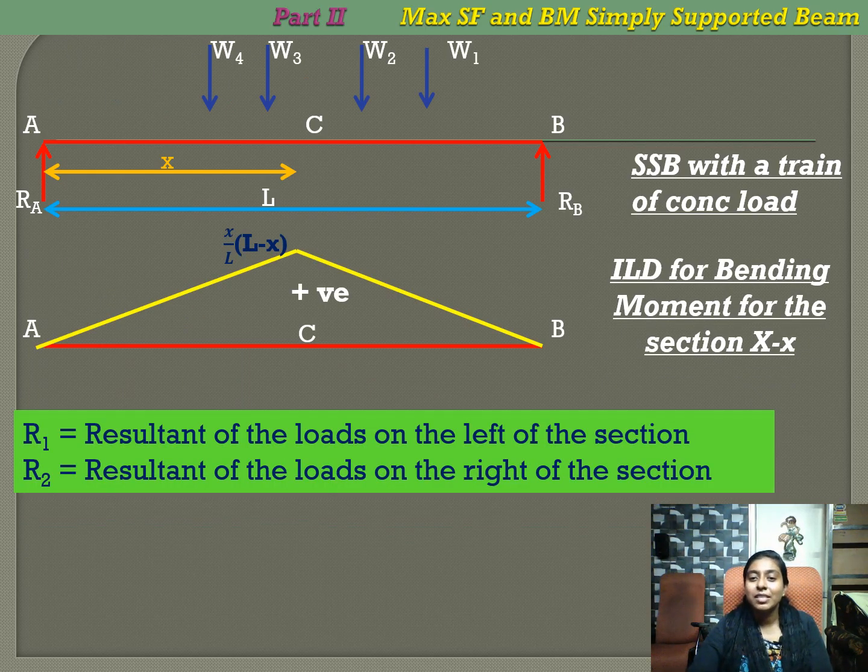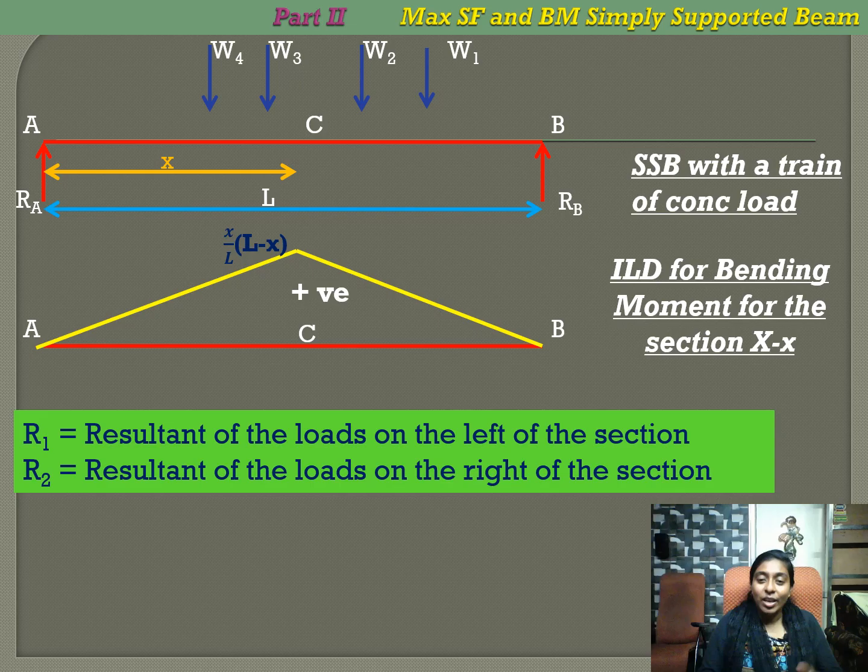Now the bending moment. Let us remember, when the UDL is shorter than the span, our condition is y1 is equal to y2, x by L is equal to n by m. Remember that. Here we have other conditions when there are train of loads. In the first case, when we have W1, W2, W3, W4, etc., we have to divide this into two portions: one set of loads acting in the portion AC and another set of loads acting in the portion CB.